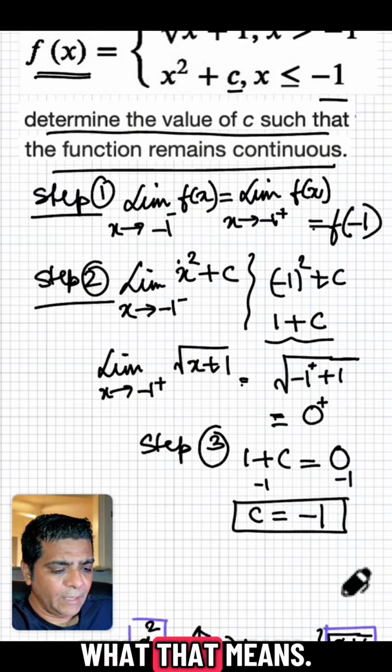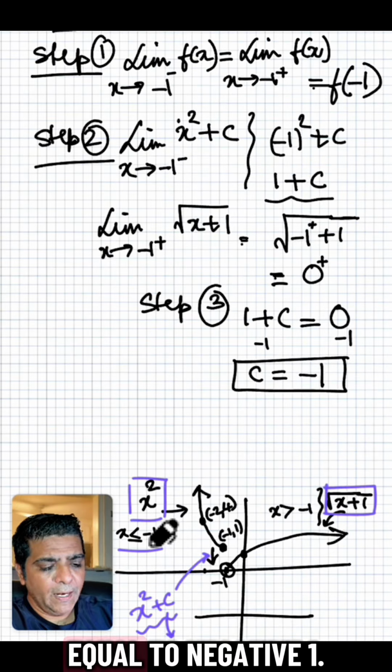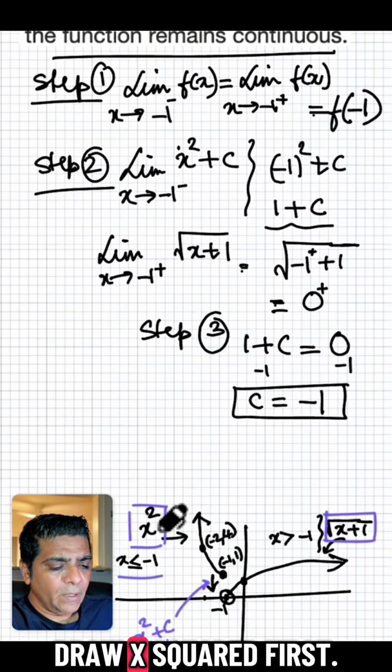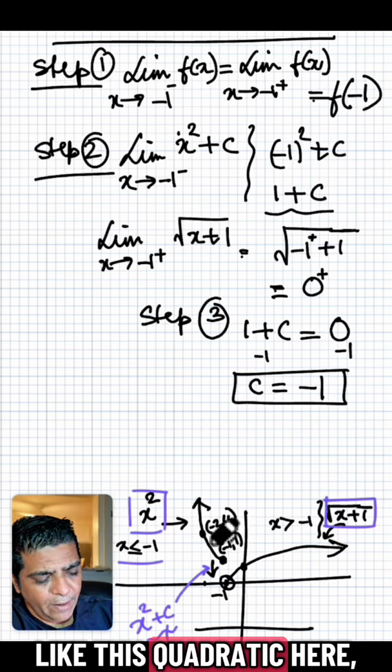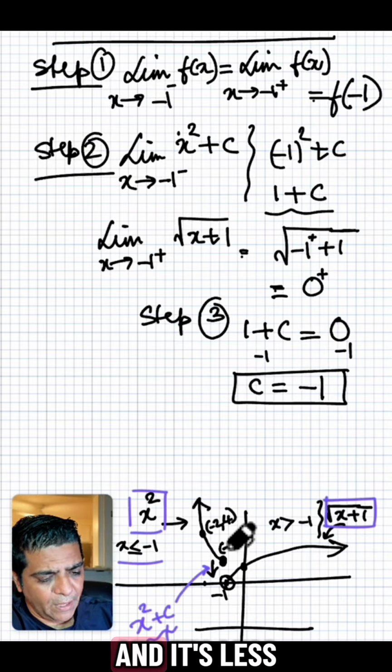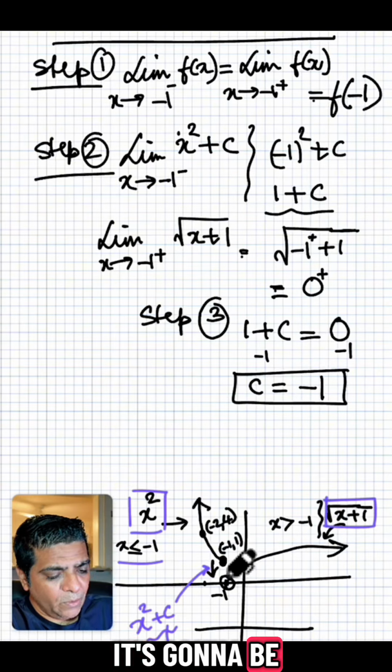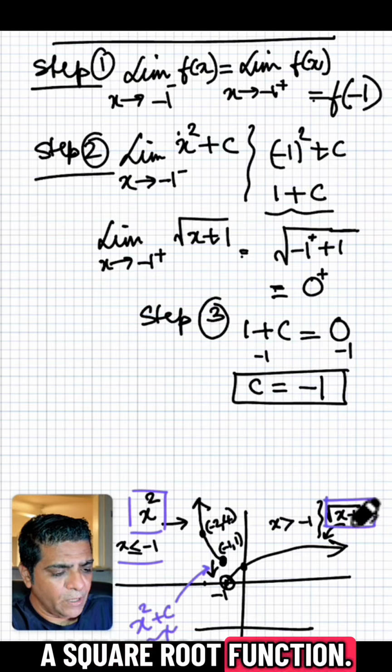Let's look at what that means graphically. When x is less than or equal to -1, we have x squared plus c. But let's draw x squared first. It's going to look like this quadratic graph, but since it's less than or equal to, we start from -1 and go in this direction. The other piece, where x is greater than -1, has an open circle and looks like a square root function, the square root of x plus 1.